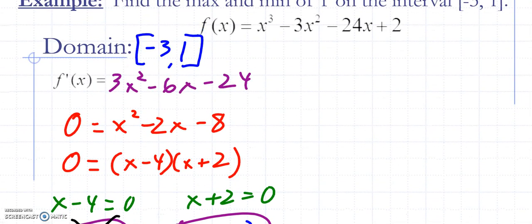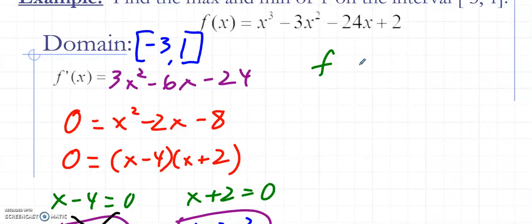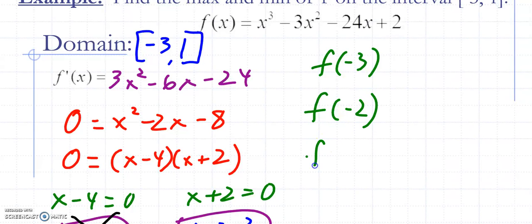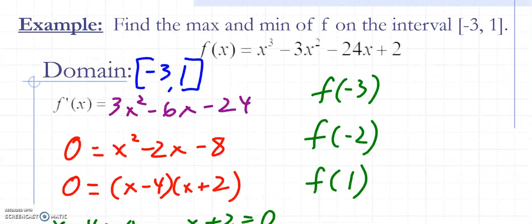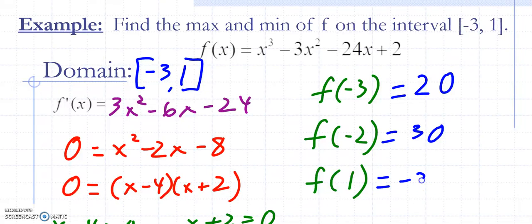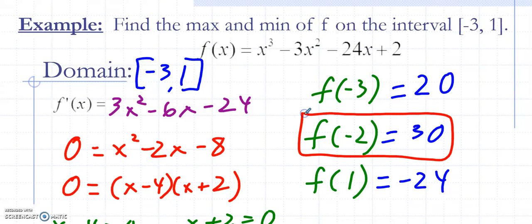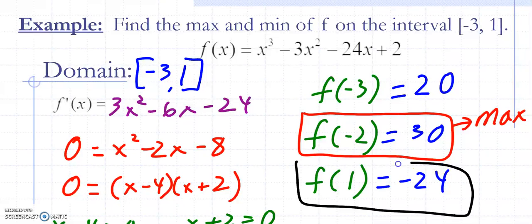So we're going to find f of -3, f of -2, and f of 1. So if I use my calculator for these, f of -3 is going to equal 20. Sorry, I already did these calculations. F of -2 is 30, and f of 1 is -24. So what did we find? We found this is the max, and this is the min.